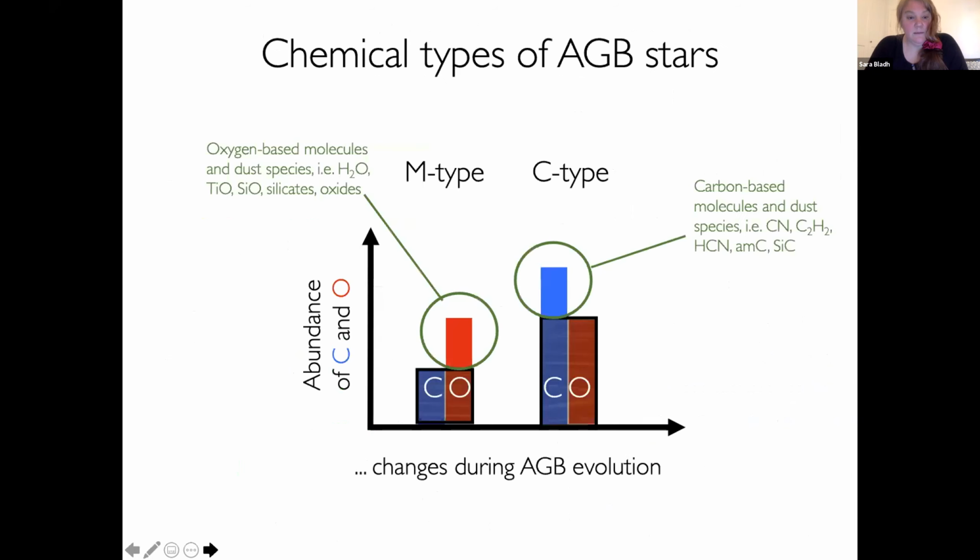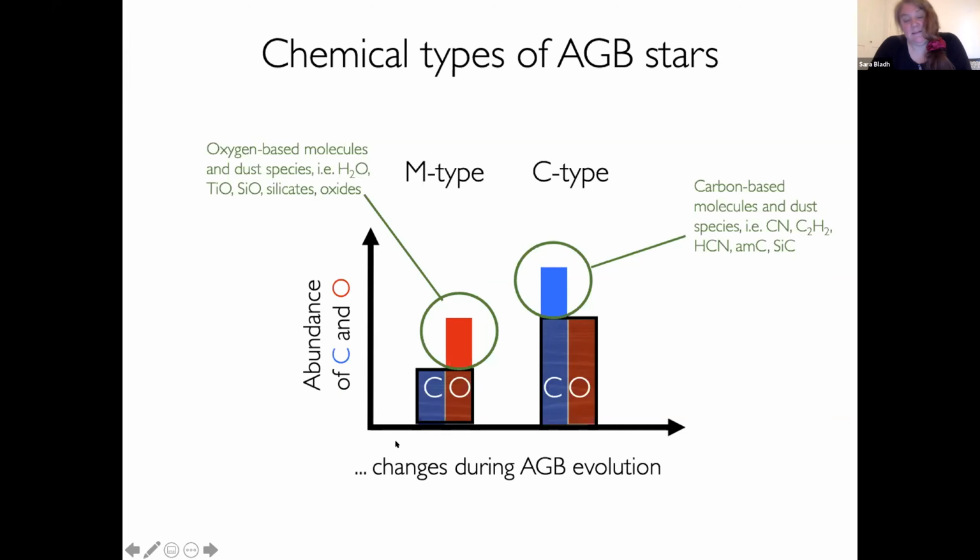Okay. So I added this slide because if there is anyone that's not so familiar with AGB stars, there are two main chemical types of AGB stars, and then there's intermediate types. So AGB stars start out as M-type. They have an oxygen-rich chemistry. So carbon and oxygen is tightly locked in the CO molecule, and whatever is left over will dominate the chemistry of the star, molecules and dust.